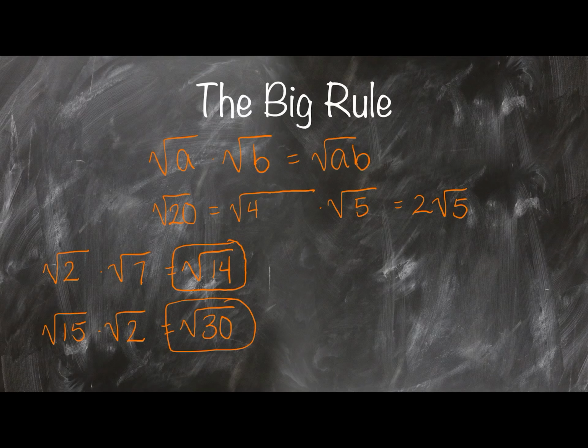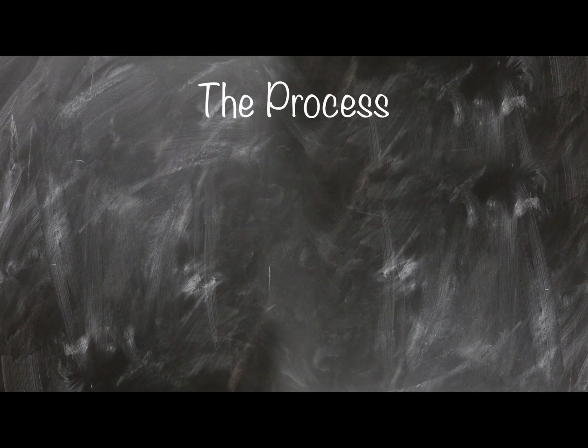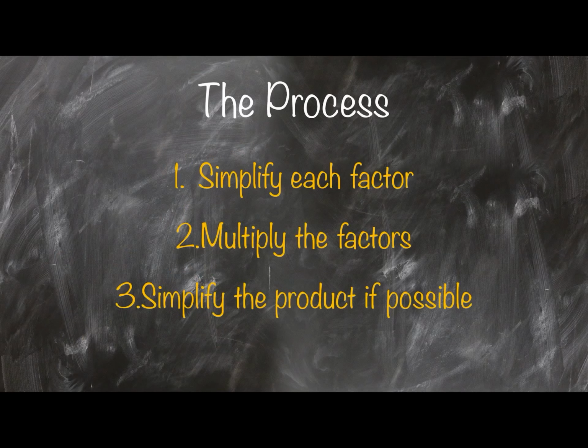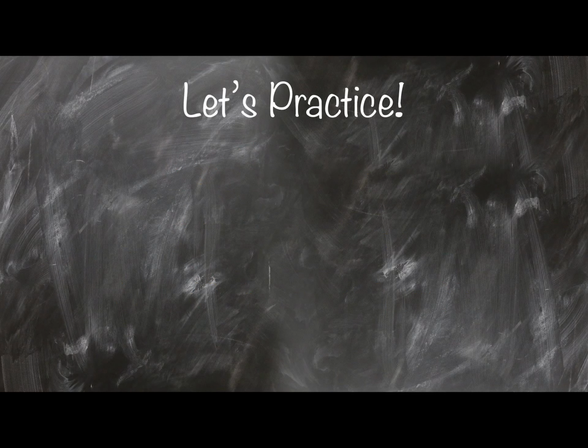So let's take a look at what would be the full process for doing one of these problems. The process, it's pretty simple. It's going to be simplify each factor, multiply the factors, and simplify the product if possible. So simplify, multiply, simplify. Those are the rules you're going to remember. Let's take a look at a couple examples.